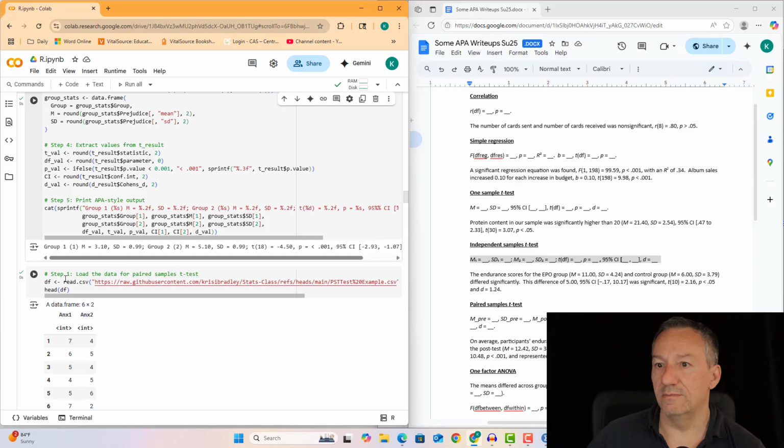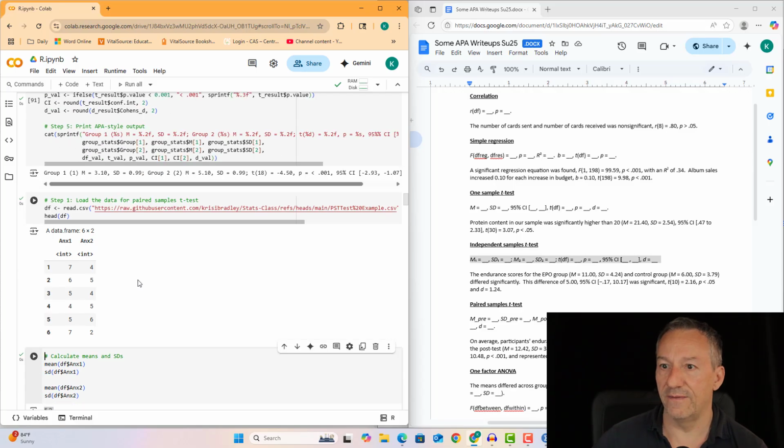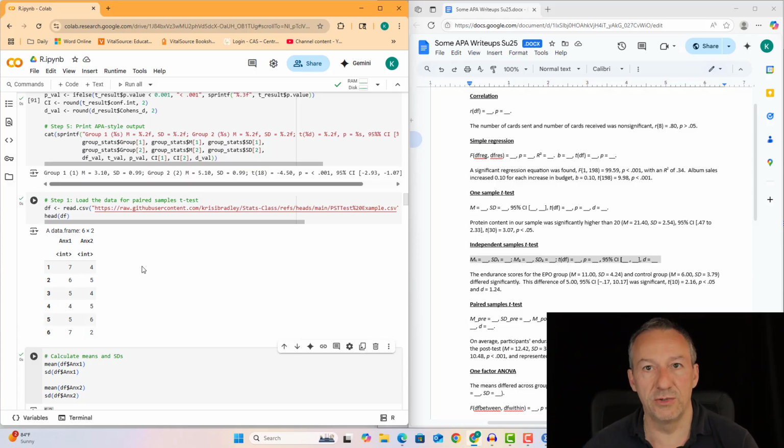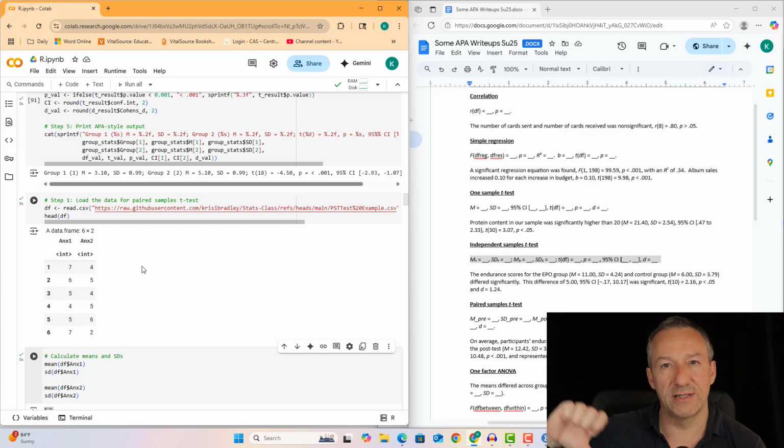Okay, so step 1, again, just like all the other times, we're pulling up the data, we're calling it something. I call it df. Maybe you check to make sure that it's actually there. So head of df, and we have anxiety 1 and anxiety 2. So anxiety 1, maybe we just get a baseline, and then maybe we give them something, an anti-anxiety medication, and then we do anxiety 2 to see if that medication actually caused anxiety to go down.